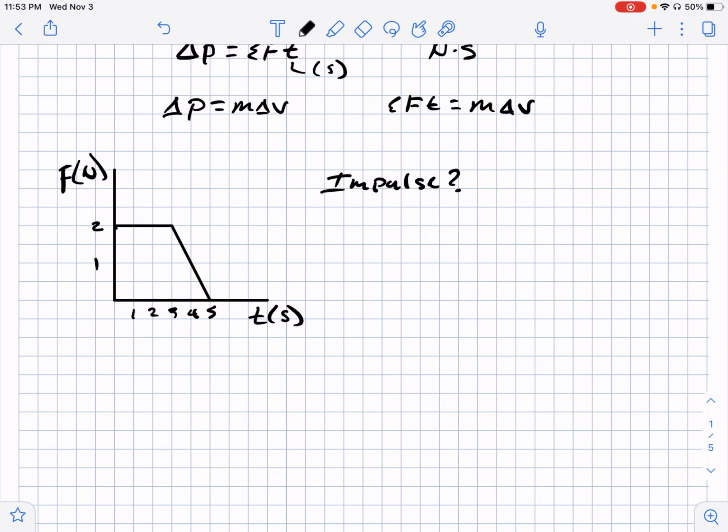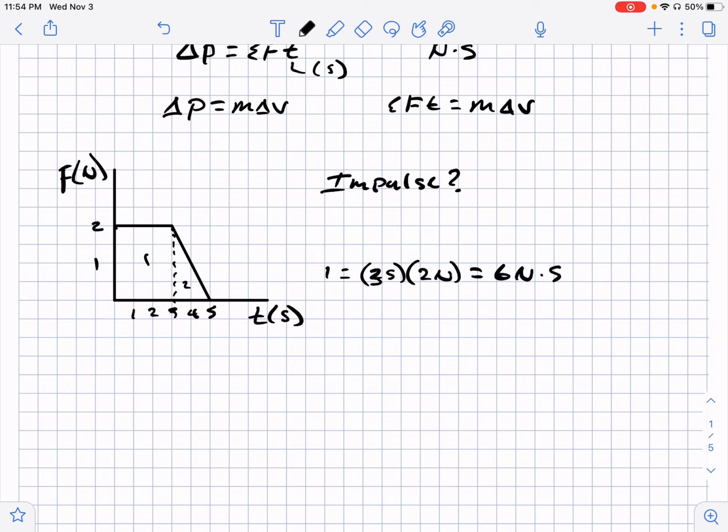And so to do this, we're going to use that trick that we learned in finding the area underneath the curve. So I'm going to break it into a rectangle here and a triangle right there. And we're going to find the area. So let's start with the rectangle. That's going to be length times width. Oh, I'm sorry, 3 seconds times 2 newtons, which would be 6 newtons times seconds.